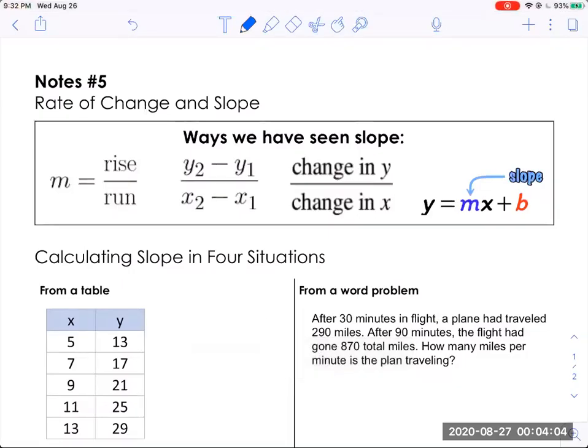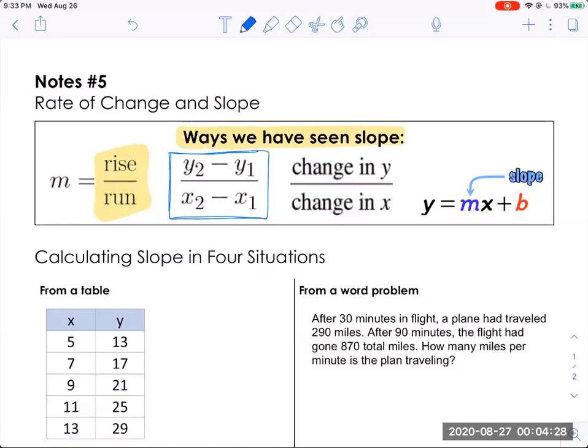All right, today's lesson is on the rate of change and slope. There are many ways that we have seen slope in the past. One way you might remember it is rise over run. You probably remember that from graphs. You might remember the official slope formula, which is y2 minus y1 over x2 minus x1.